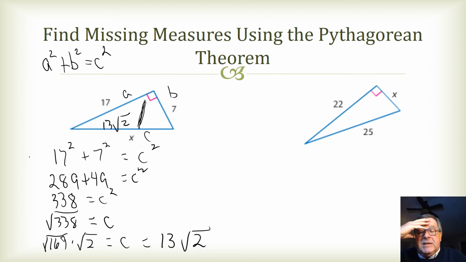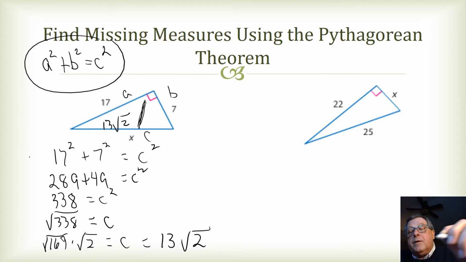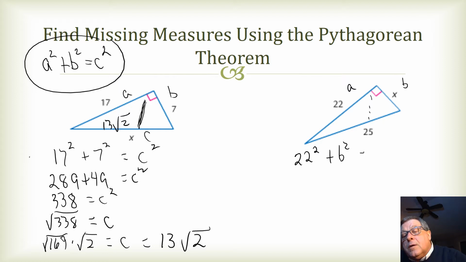All right, let's look at this second problem that we have. And this time I want to identify where that hypotenuse is, because I'm using this Pythagorean theorem, and I see here that this side length of 25 is the hypotenuse. It's directly opposite the right angle. And so let's just give this A, let's give this B. And so I've got 22 squared plus b squared, or x squared, equals 25 squared. And I need my calculator again.